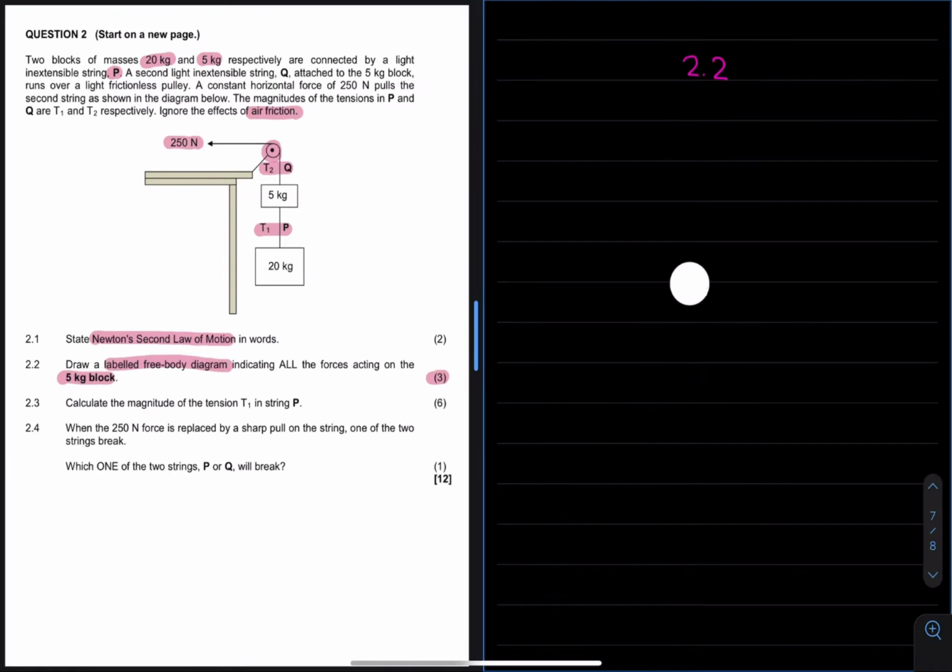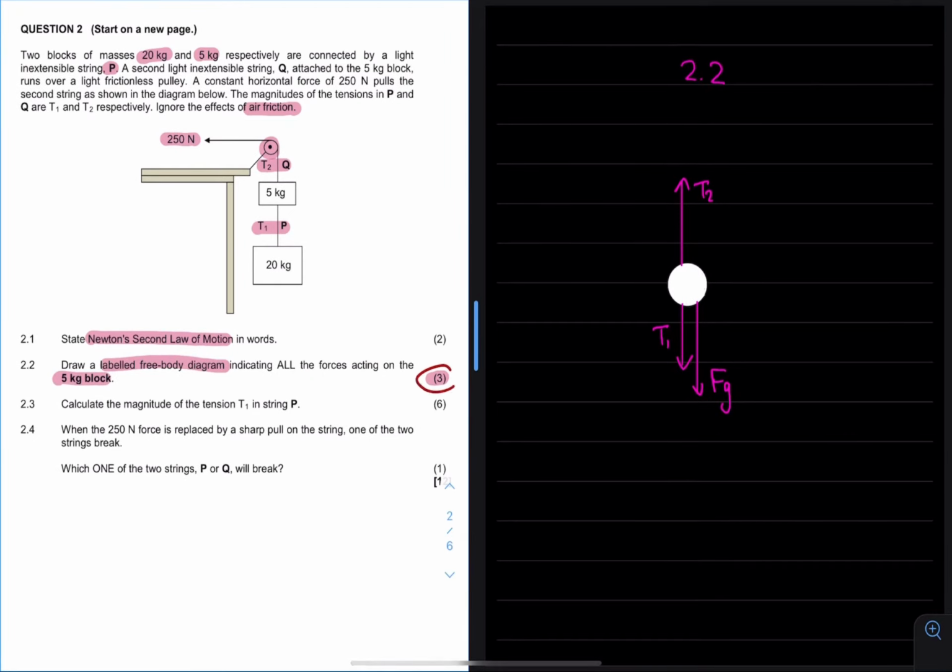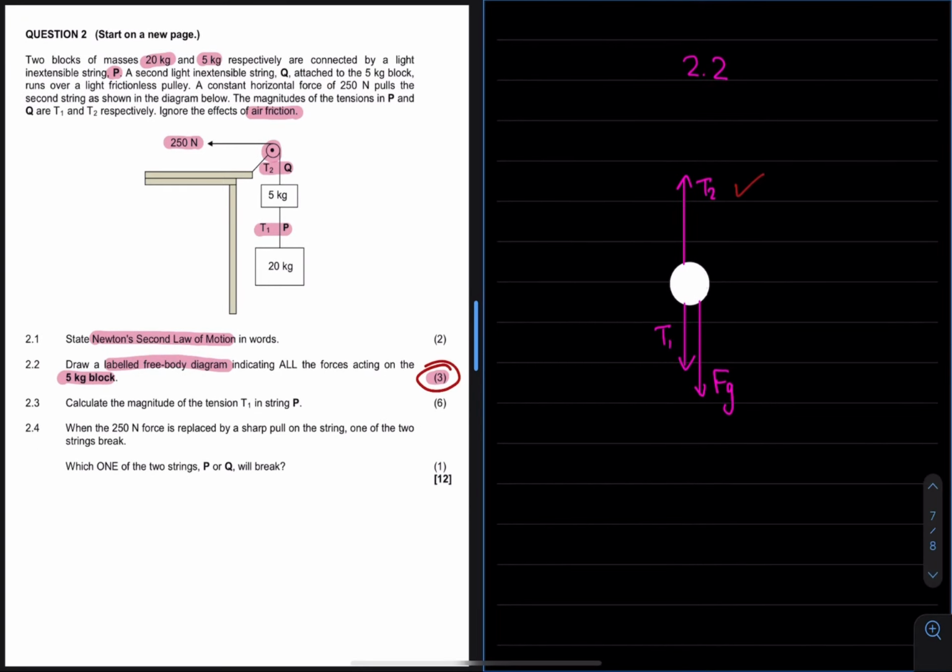So remember, for a free body diagram, we use the dot with the vectors projecting outward. The 5 kg block has tension T2 upward, the tension T1 downwards, and gravity also working downwards. Looking at the mark indication, you can see that you need to draw 3 vectors.